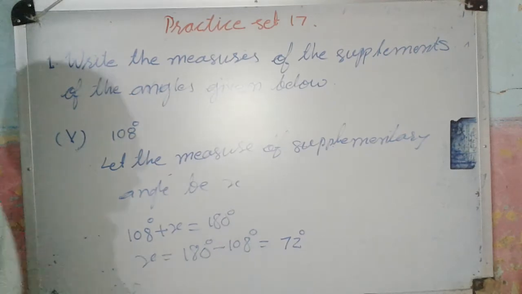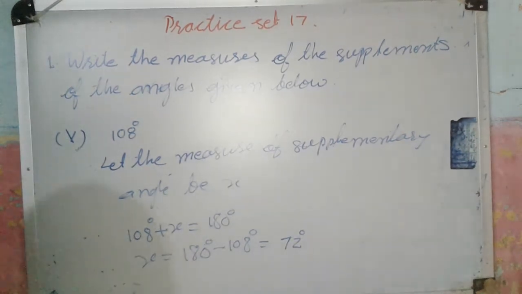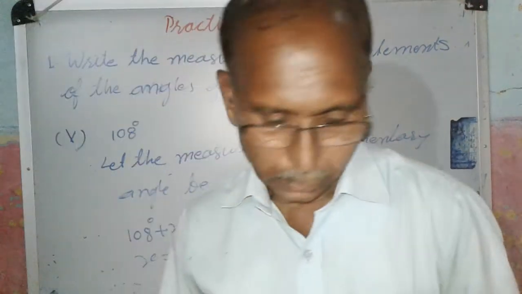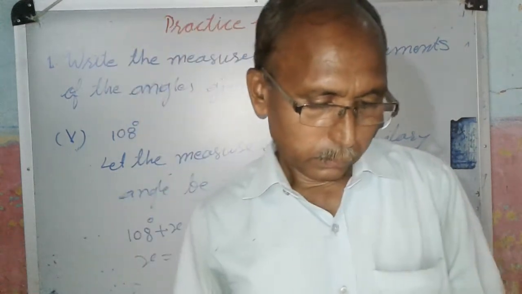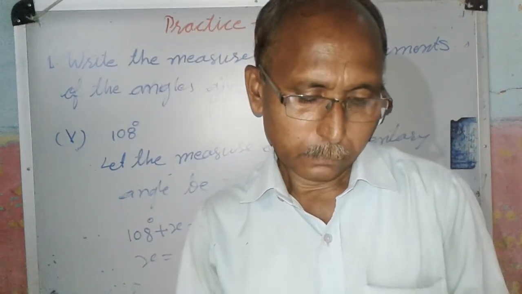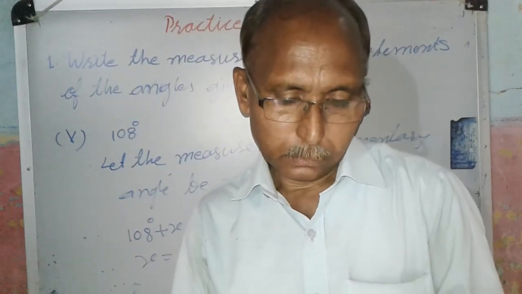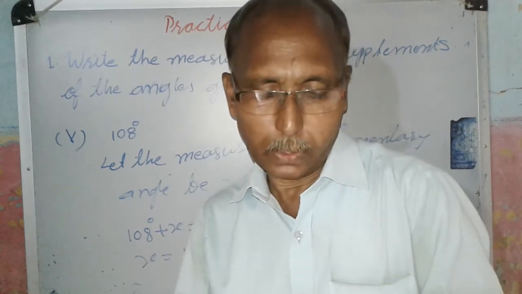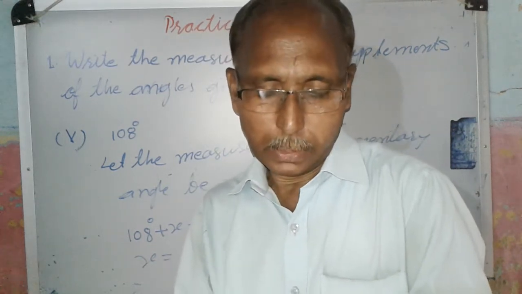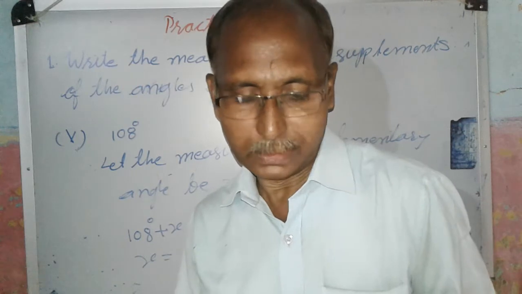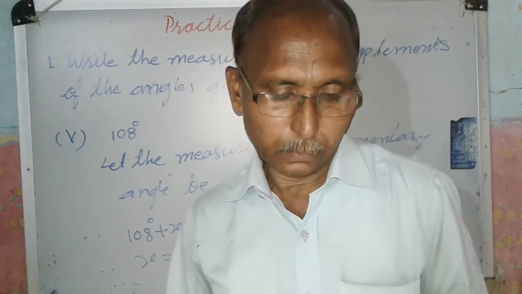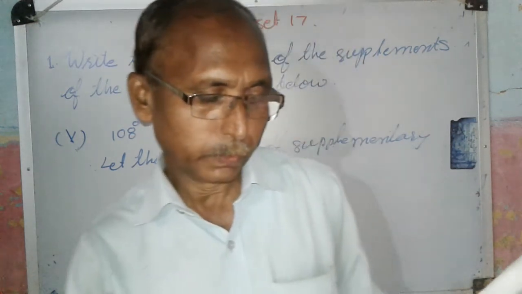This is your answer. So in this way, in question number 1, there are 7 questions, 7 examples. We have solved the 5th example. The remaining you solve using the same property. Now the question number 2, see here.